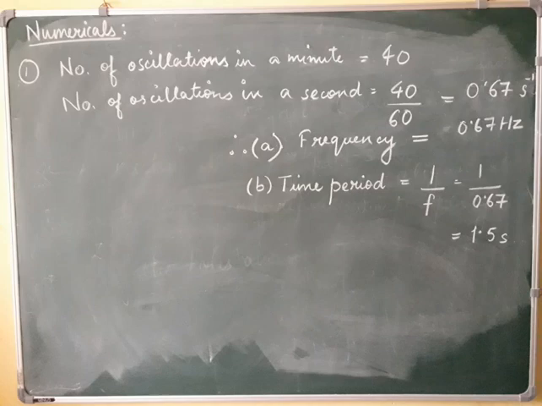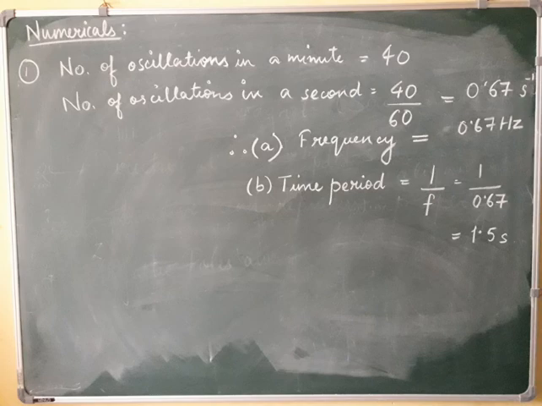Today we'll discuss the question answers from your chapter exercise 1C numericals. Our first question: a simple pendulum completes 40 oscillations in 1 minute. Find its frequency and time period. Frequency is the number of oscillations made in 1 second.